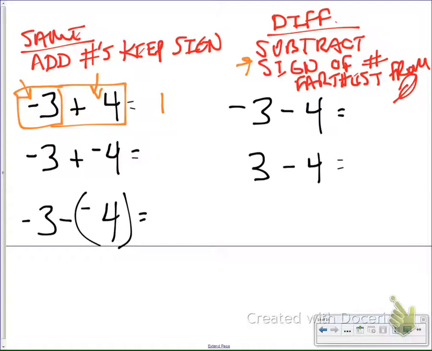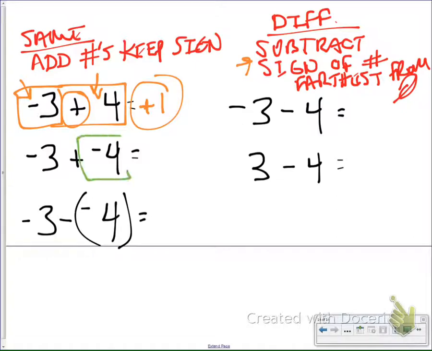And now I want to take the sign of whichever number is further from 0 on a number line. So if I was on a number line, 4 is farther away from 0 than -3 is. So I'm going to take this positive sign. And so my answer is +1. So let's look at another one. Okay, the one right underneath it.